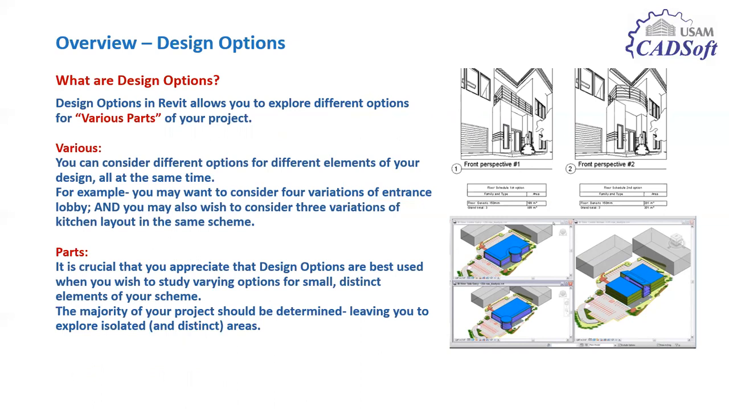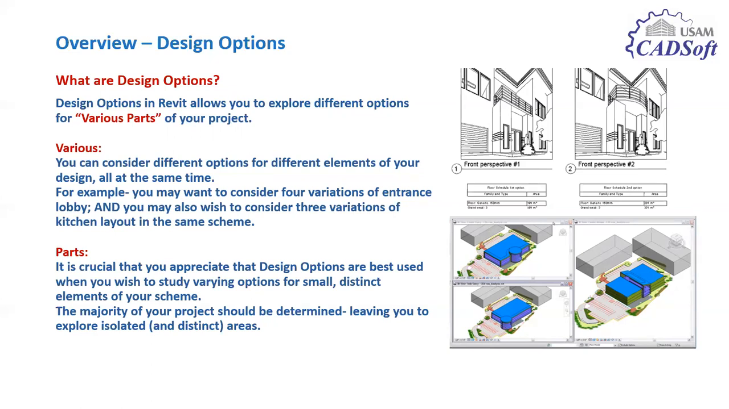To better understand design options, a design option in Revit helps you to explore the different options for various parts of your project. When I say various parts, you can see that I have classified "various" and "parts" here. Various is, for example, you can have three or four different variations for your kitchen layout or your entrance lobby layout. Maybe one I have for my lobby, one for my kitchen, one design scheme I'll take for my bedroom. These are the various options.